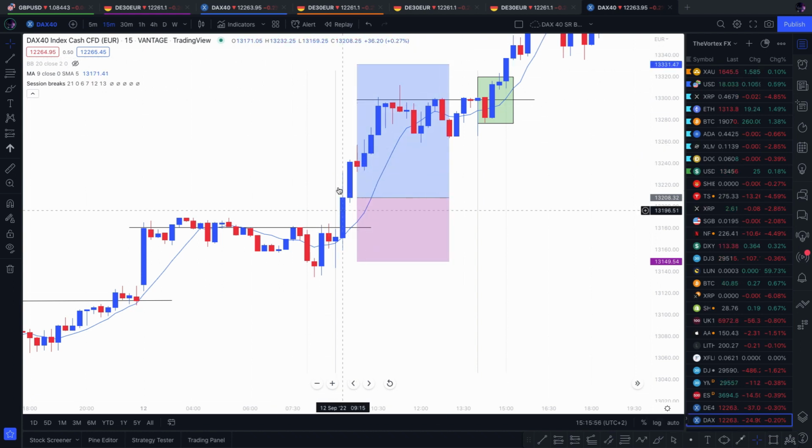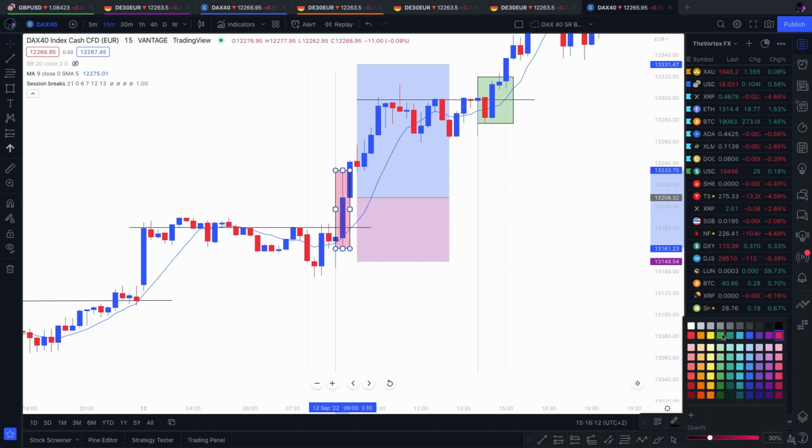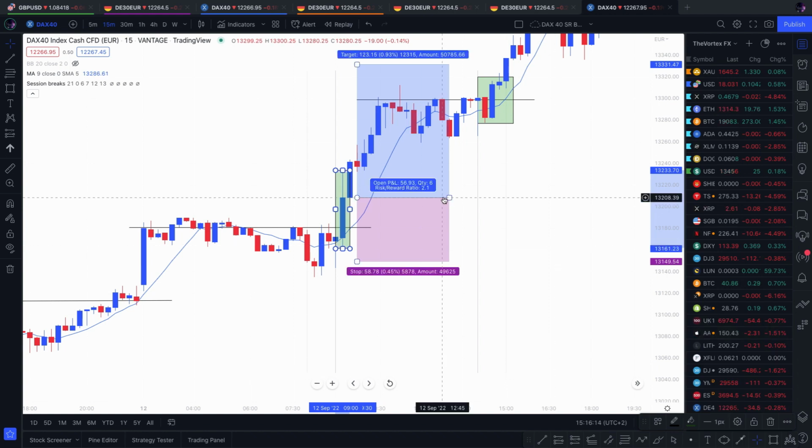So this impulsive candle, the breakout candle, this is what we are looking at. So let's put a little square around it, just like so. And we're going to color it in green. So now we know that this trade was a winning trade. Now this is a great way to backtest, guys.